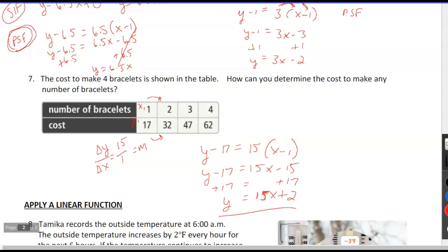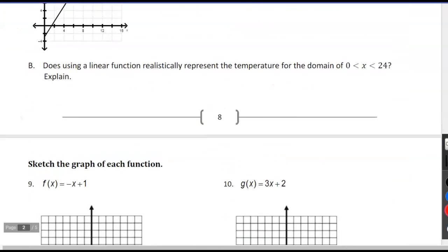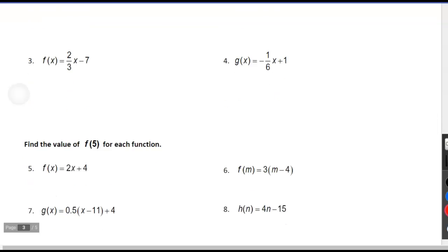So how can you determine the cost? There's a formula you can use. And the reason I want these to go into slope-intercept form is because now if they were to say, what if you sell 10 bracelets? It's really easy. You would do 15 times 10 and then add 2. The cost would be $152. And it's also good practice for your final exam that's coming up here.